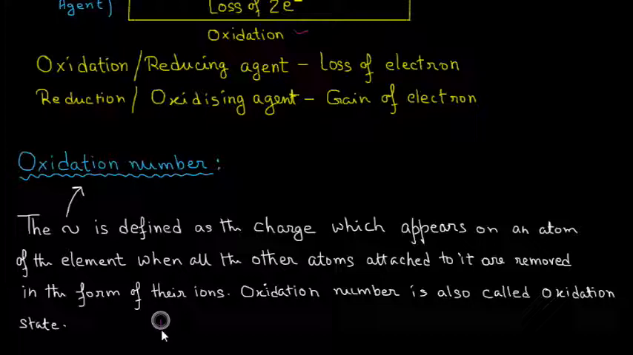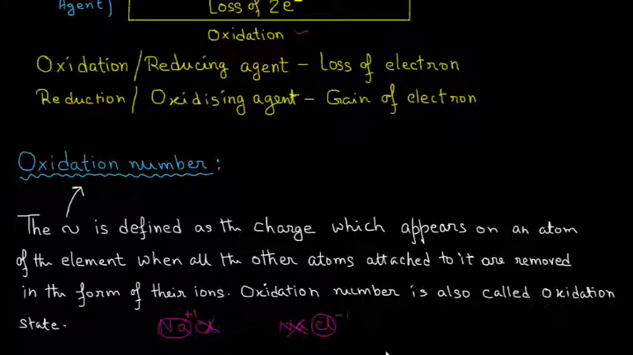For example, take NaCl. If you remove Cl, only Na, what is the charge for Na? It is +1. So this is the oxidation number of sodium. Similarly, in NaCl, if we remove Na, what will be the charge? -1, that is the oxidation number of chlorine.